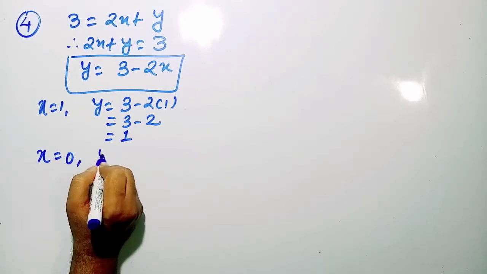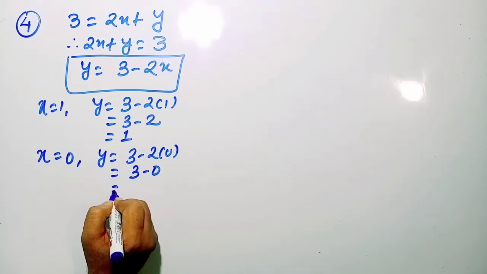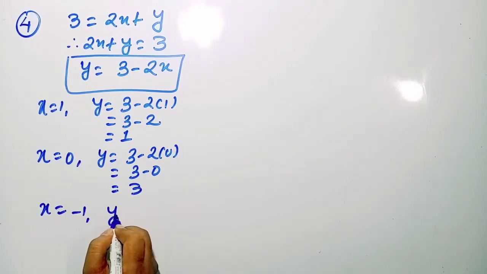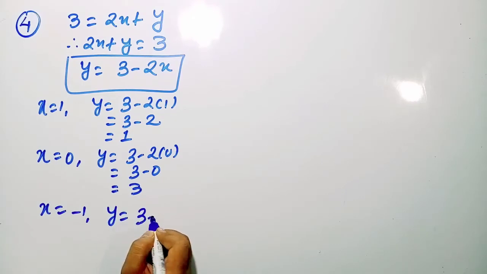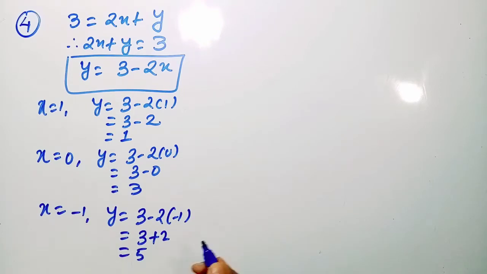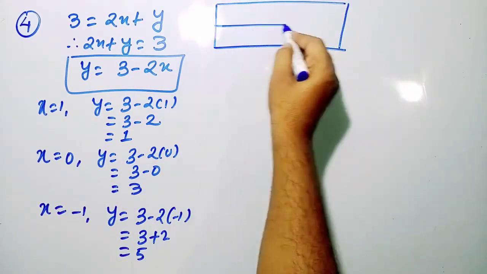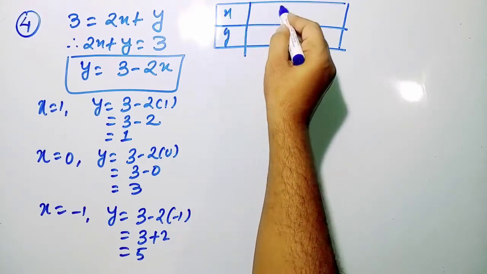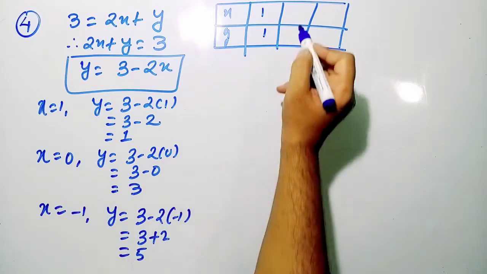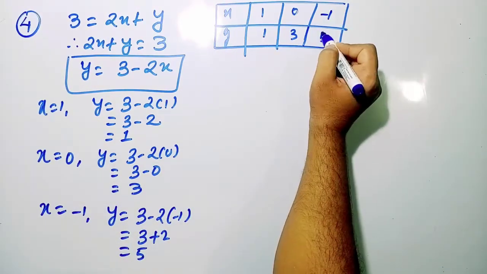Consider x is equal to 0, y is equal to 3 minus 2 into 0. So 3 minus 0, 3. Consider x is equal to minus 1, y is equal to 3 minus 2 into minus 1, 3 plus 2. There will be 5. Okay, now tabulating these points of x and y. x is 1, y is 1, right? x is 0, y is 3. And third, x is minus 1, y is 5.